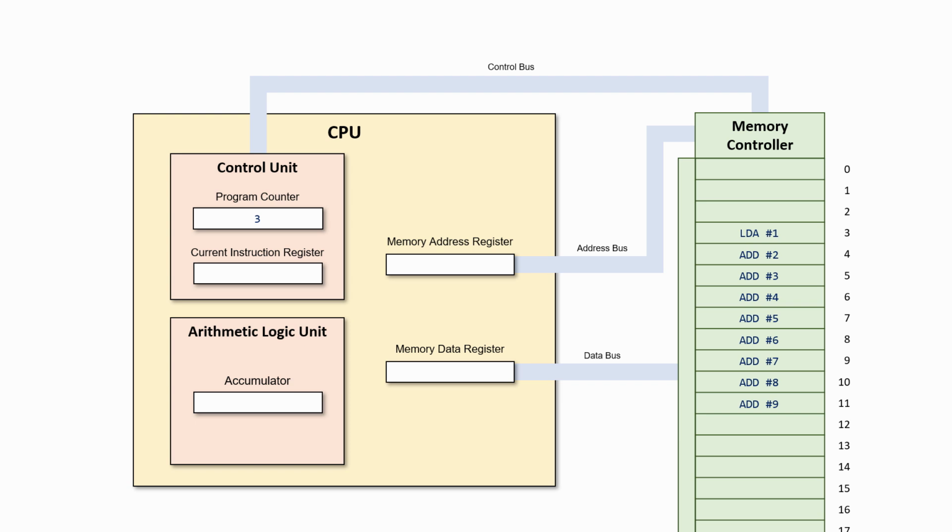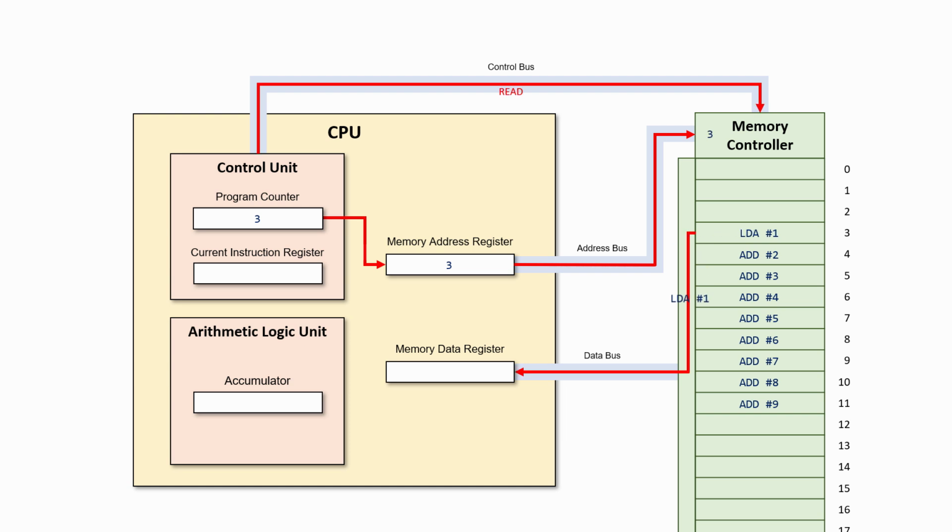To fetch an instruction, its memory address is copied from the program counter into the memory address register, and then onto the address bus. At the same time, a read signal is sent to the memory controller via the control bus. The instruction is then copied into the memory data register via the data bus and then into the current instruction register.